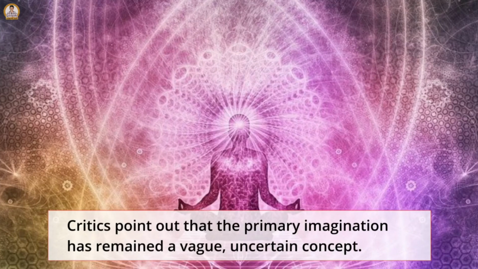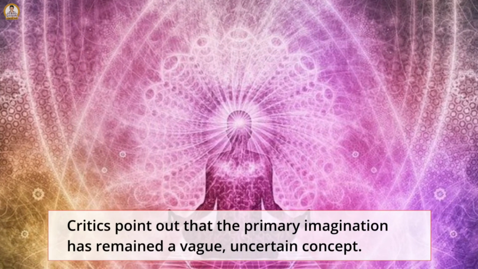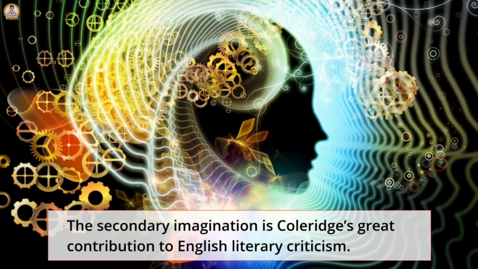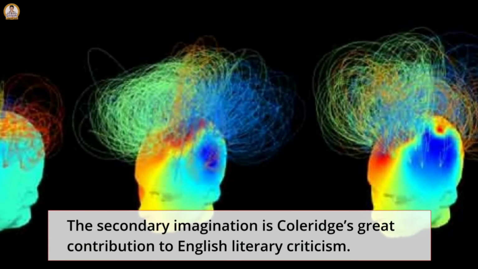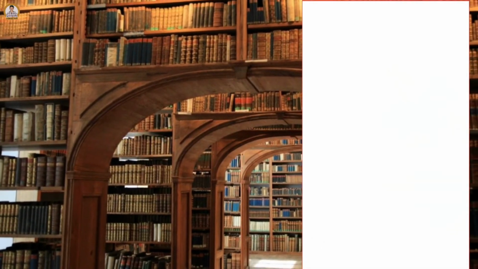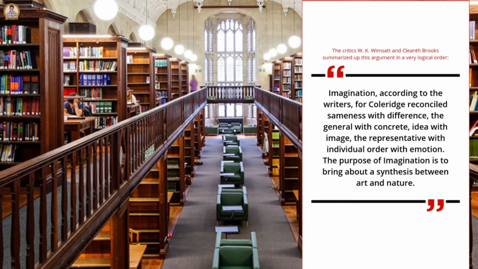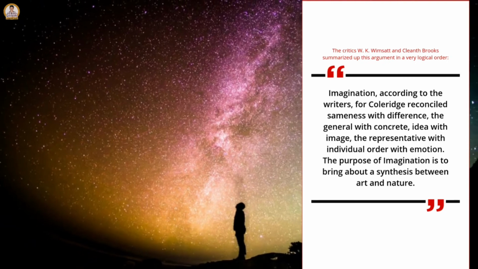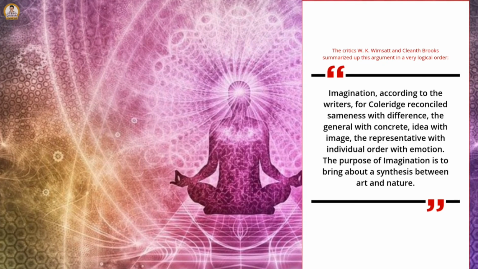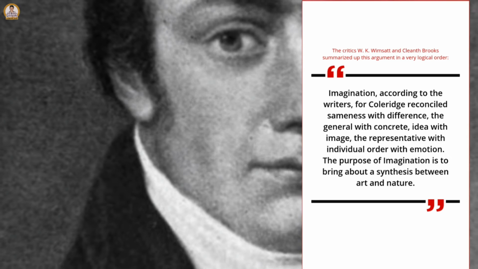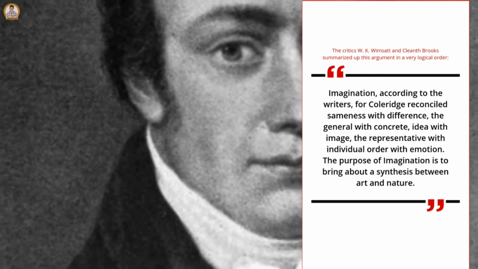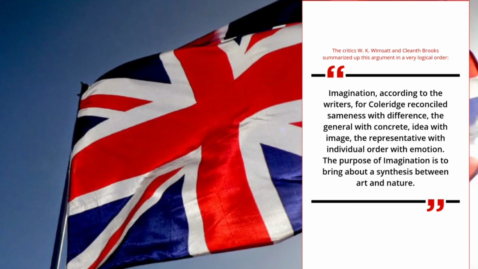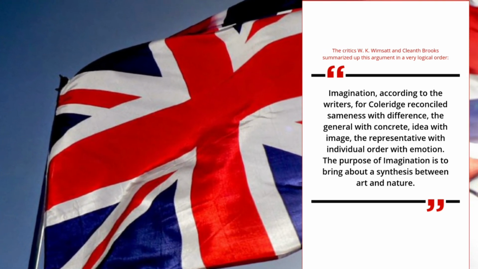Critics point out that the primary imagination has remained a vague, uncertain concept. The secondary imagination is Coleridge's great contribution to English literary criticism. The critics W.K. Wimsatt and Cleanth Brooks summarized this argument in a very logical order. Imagination, according to the writers, for Coleridge reconciles sameness with difference, the general with the concrete, idea with image, the representative with the individual, order with emotion. The purpose of imagination is to bring about a synthesis between art and nature.